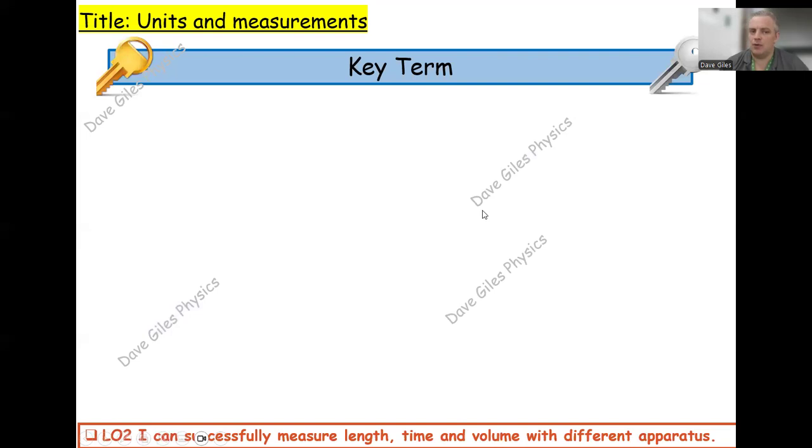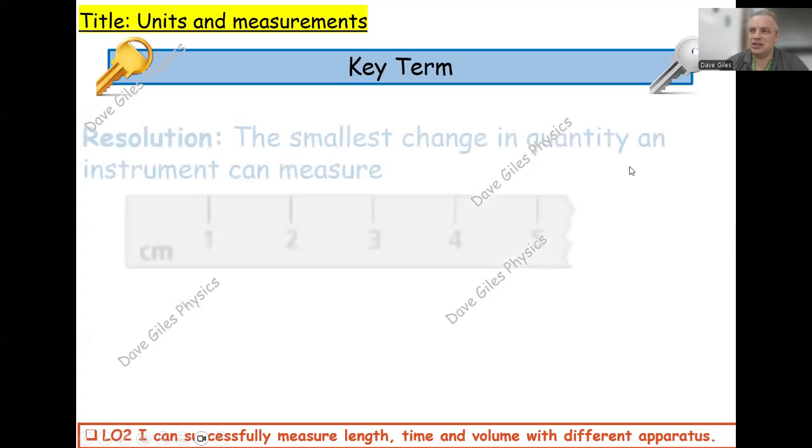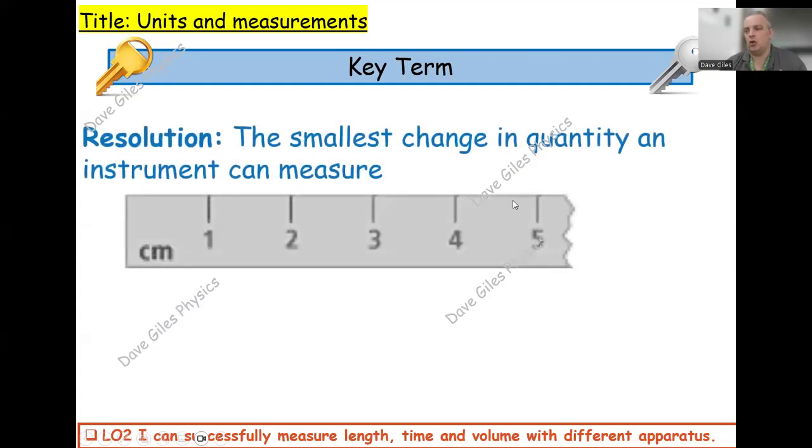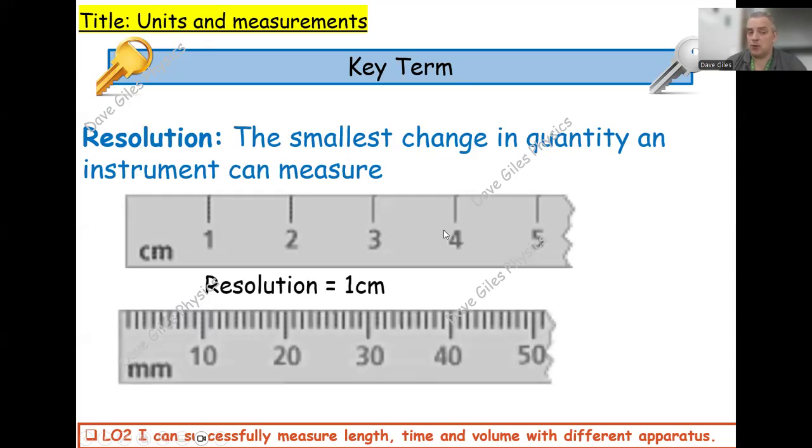Next learning object is about measuring length, time, and volume with different apparatus. A key term which you don't actually really need to know directly, however we do use it quite a lot, so you'll have to describe it without knowing the term, so I might as well put a term in there, is resolution. It's the smallest change in quantity an instrument can measure. So this ruler here only measures to the nearest centimetre, so it's got a resolution of 1 centimetre. This ruler here can measure the nearest millimetre, so it's got a resolution of 1 millimetre.